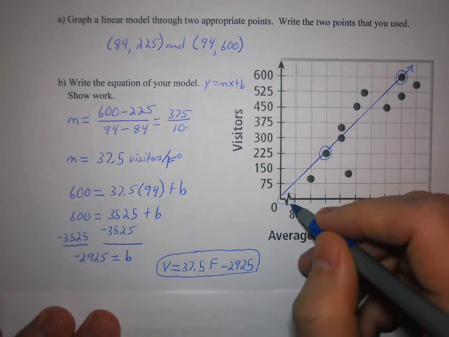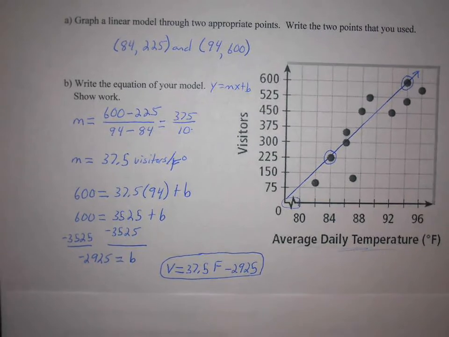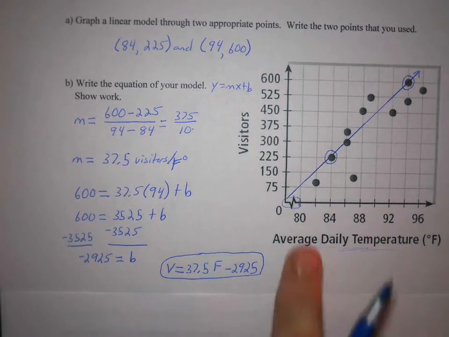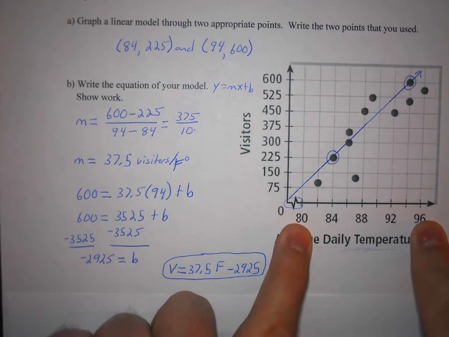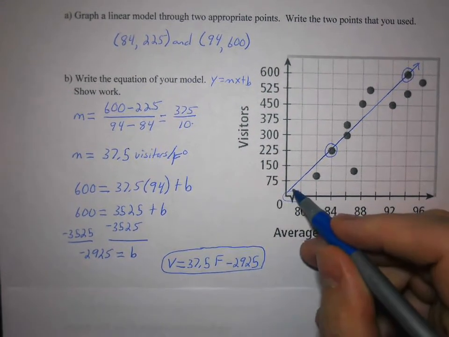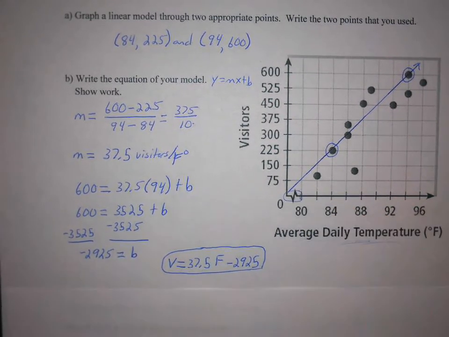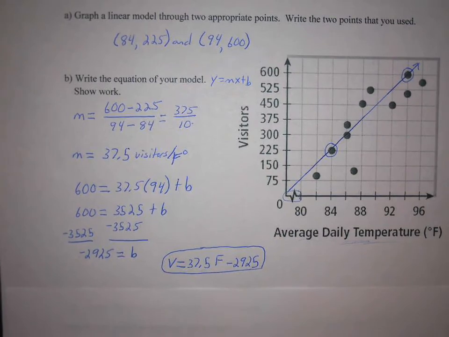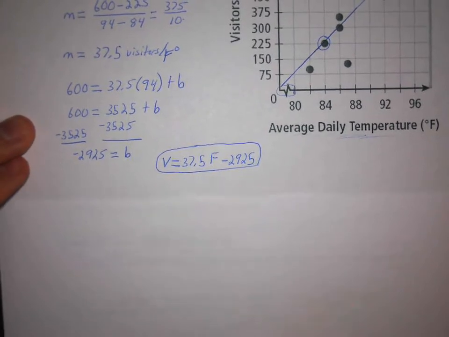You're skipping from 0 to 80 right here, which is a lot of values outside of your range for the temperature. Your temperature is only ranging from 80 to 96. Compare that to 0 to 80. So trying to predict a value that's well below 80, like 0, there could be model breakdown happening. Okay, so that's the equation of our line, though.